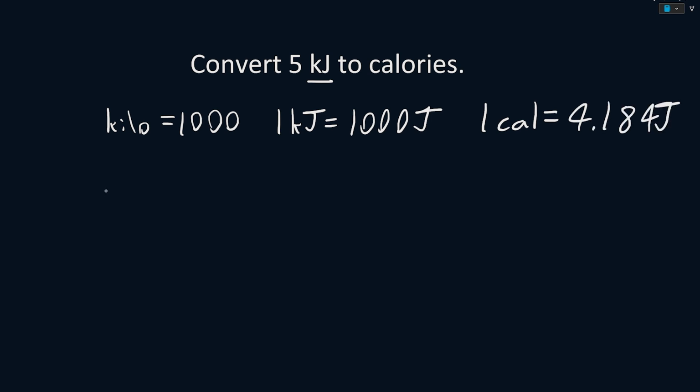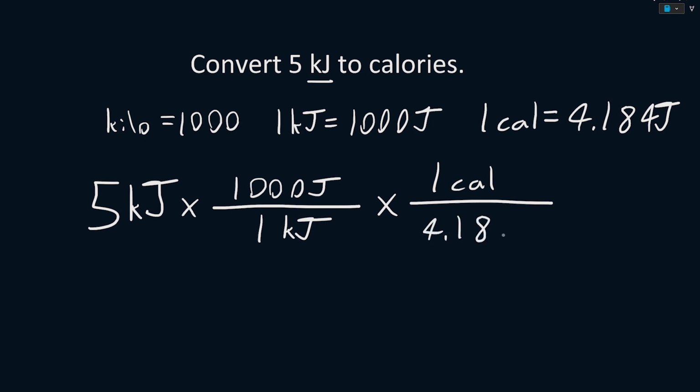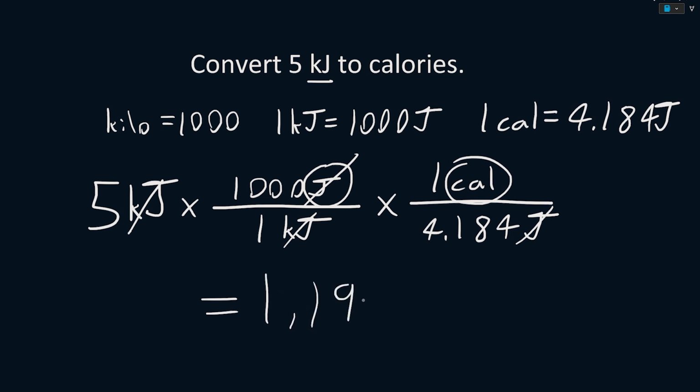So to convert 5 kilojoules into calories, we need to first convert our kilojoules to joules by multiplying through our conversion factor of 1,000 joules per 1 kilojoule. Then we can convert from joules to calories by multiplying through our conversion factor of 1 calorie is equivalent to 4.184 joules. Multiplying through this, we get that the kilojoules cancel and leave us with joules, and then the joules cancel to leave us with calories. Solving this, we get that 5 kilojoules is equivalent to 1,195.02 calories.